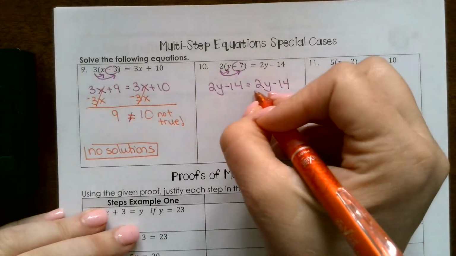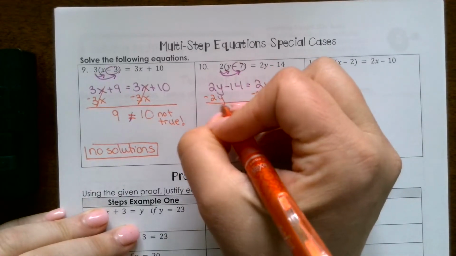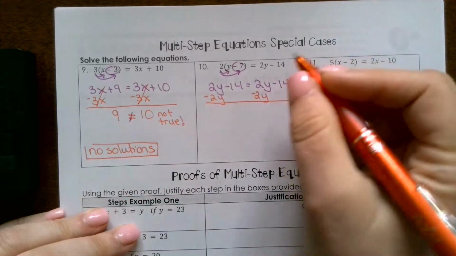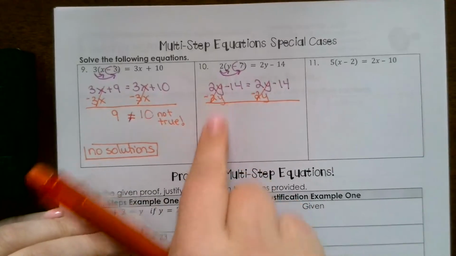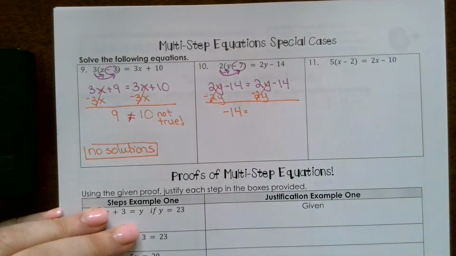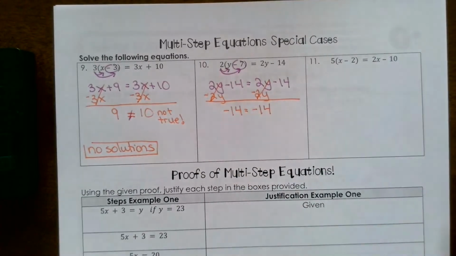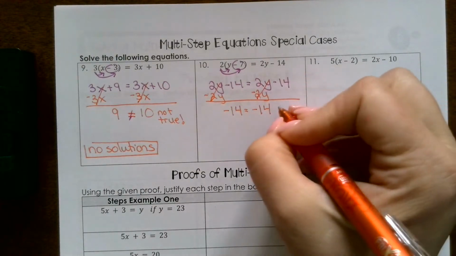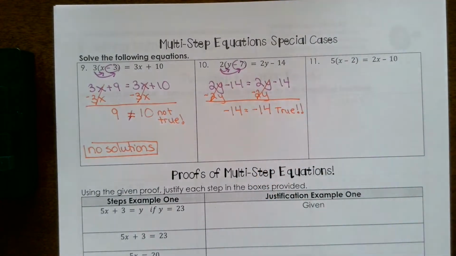No like terms to combine, but I am going to subtract 2y. I would like to bring my y's all together on one side. Well, 2y minus 2y is 0, so negative 14 is what's left. 0 equals negative 14? No, negative 14 equals negative 14. That is a true statement. Negative 14 is always going to equal negative 14.